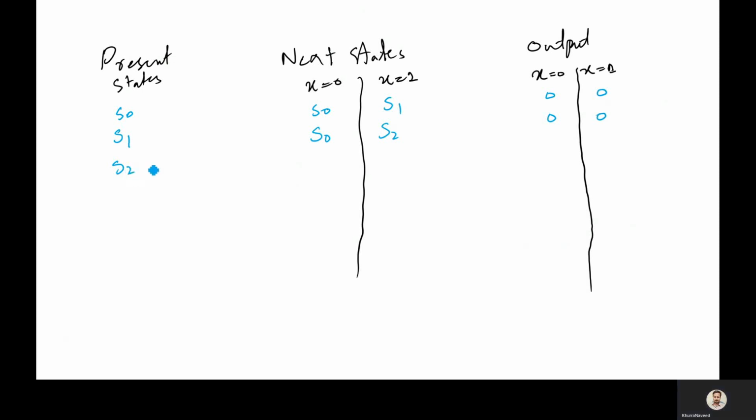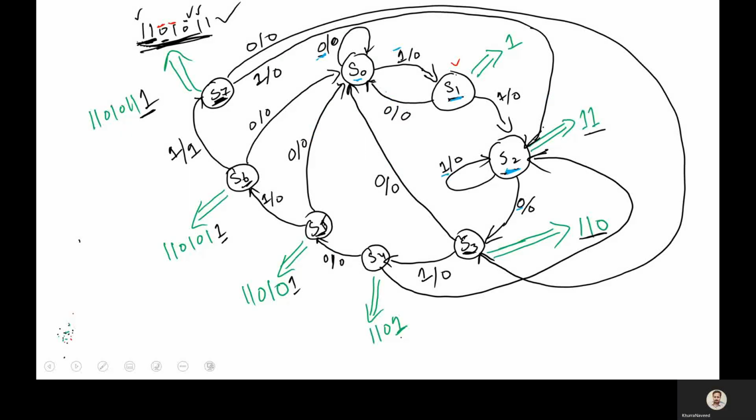Case of S2, at input 0, next state is S3, and at input 1, next state is S2. It does not change actually, right? So this means we have 0, 0 here. When we are at this state S3 and input is 0, next state is S0, as you can see here. In case of input 1 at state S3, next state is S4, right?